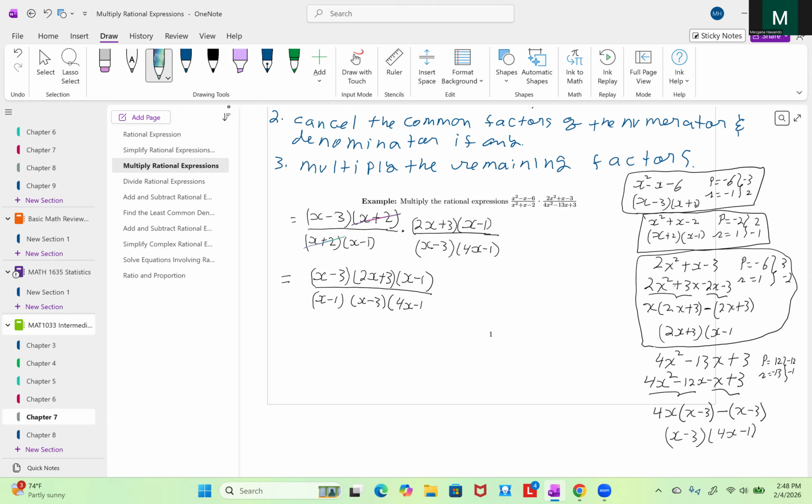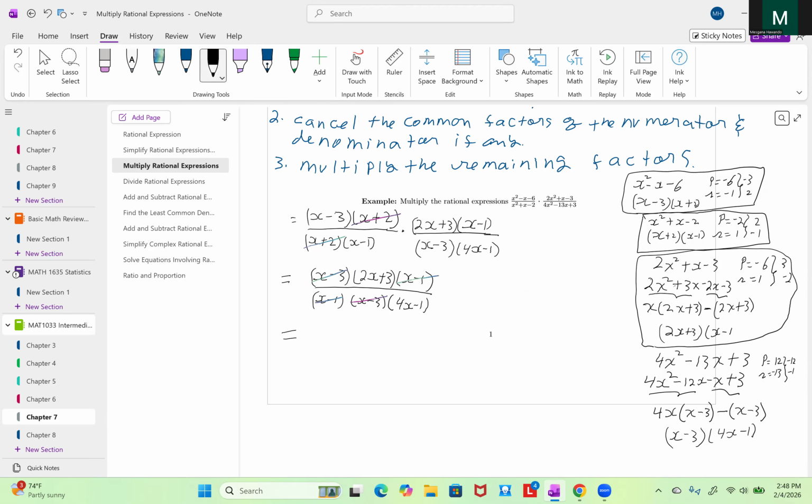factors. So in the first fraction, it becomes x minus 3 over x minus 1. So we multiply x minus 3 with the numerator of the second rational expression. In the denominator, we multiply x minus 1 with the denominator of the second rational expression. And this is the result. They have common factors. Cancel out the common factors. Common factors are x minus 3, x minus 1.